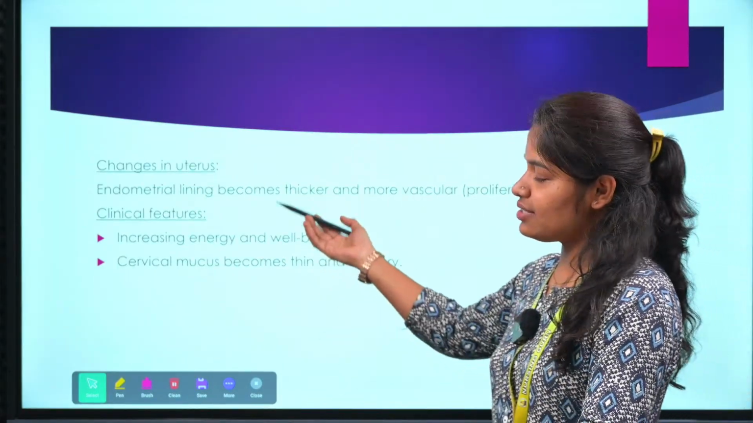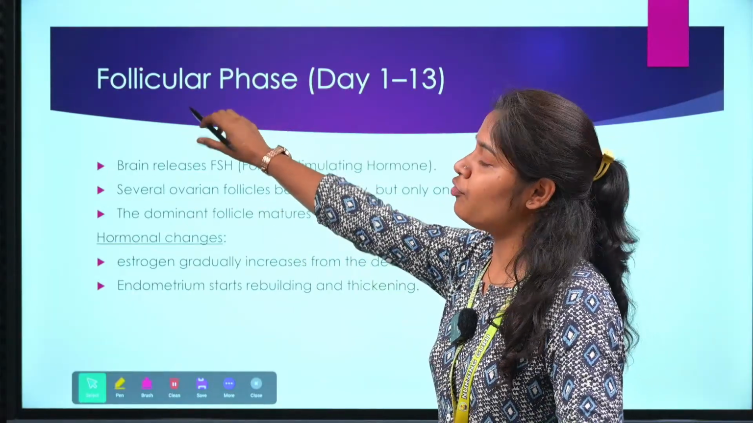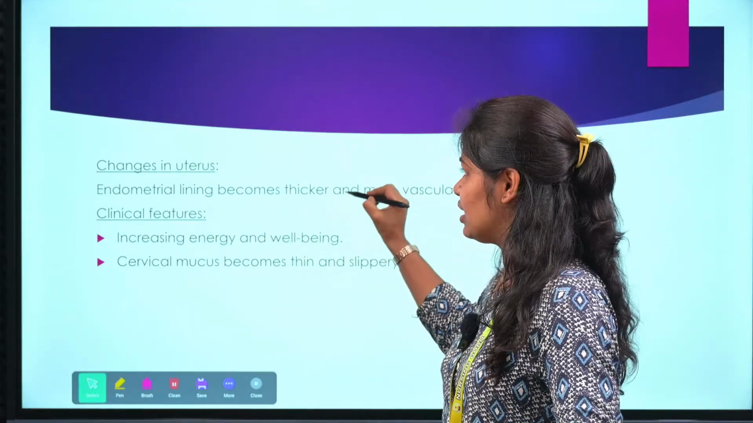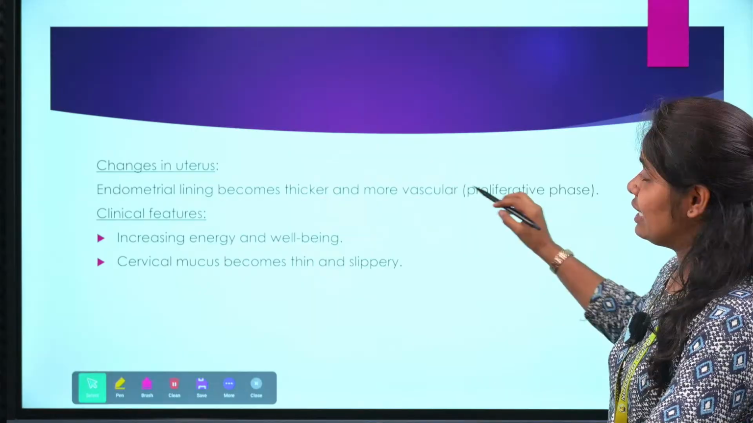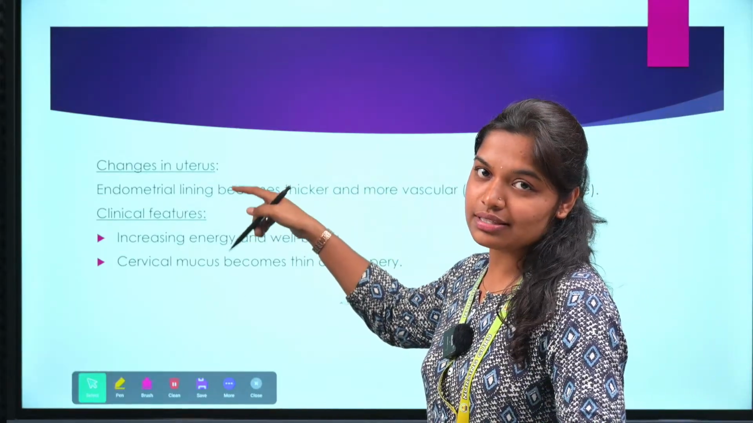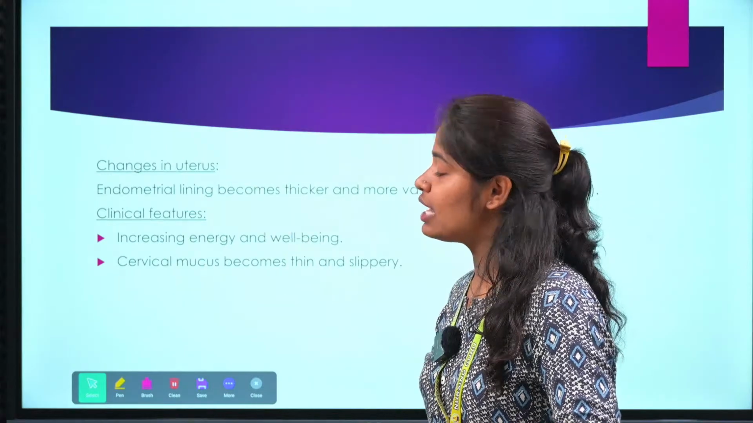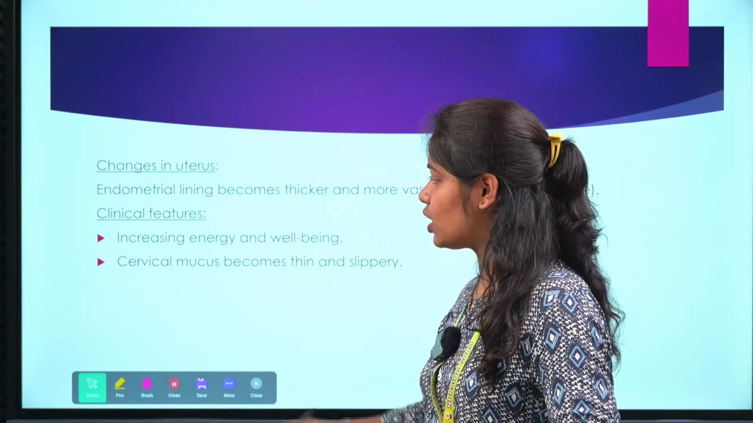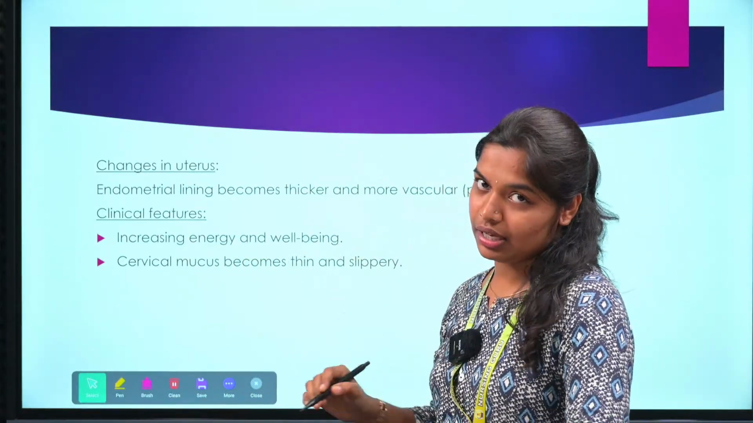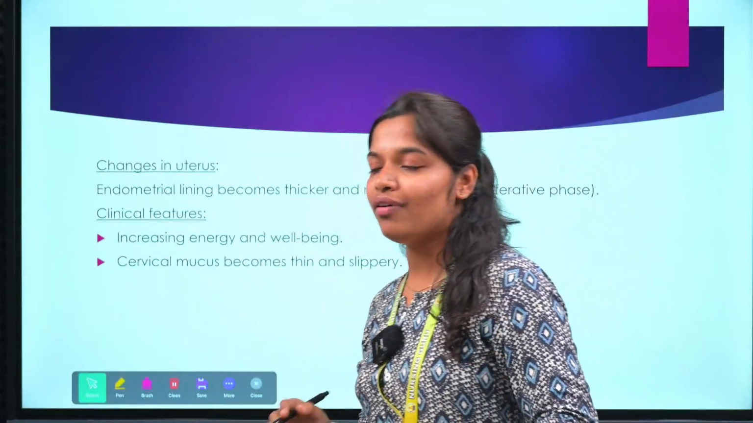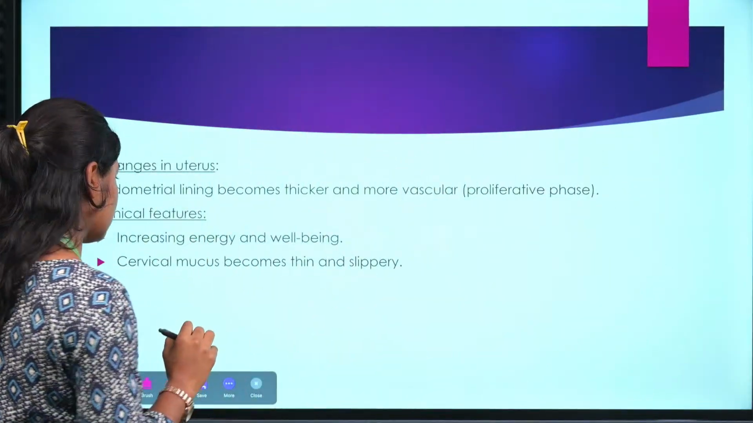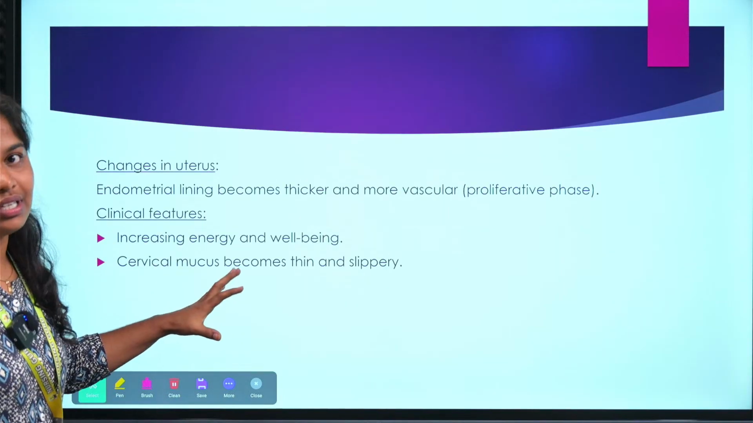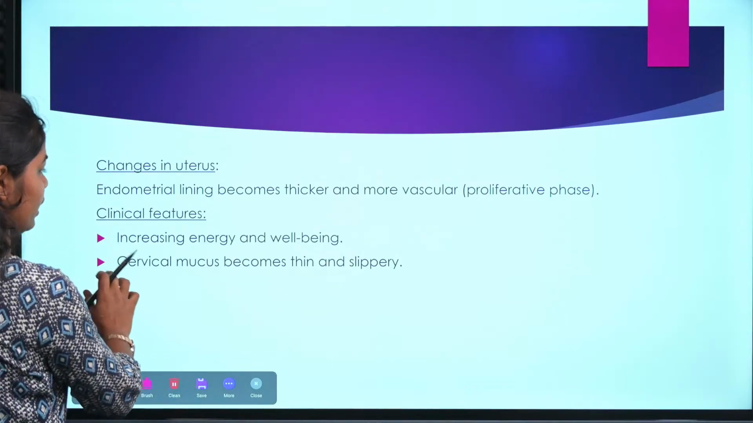Next, changes in the uterus at which phase? Follicular phase. The changes in the uterus: the endometrium lining becomes thicker and vascular. The endometrium inside the uterus lining is going to get thicker. The symptoms that happen in this phase in women include increasing energy and well-being. Here the woman will feel well and energy will increase, and cervical mucus becomes thin and slippery. The cervical mucus is going to get thin and slippery in this phase.